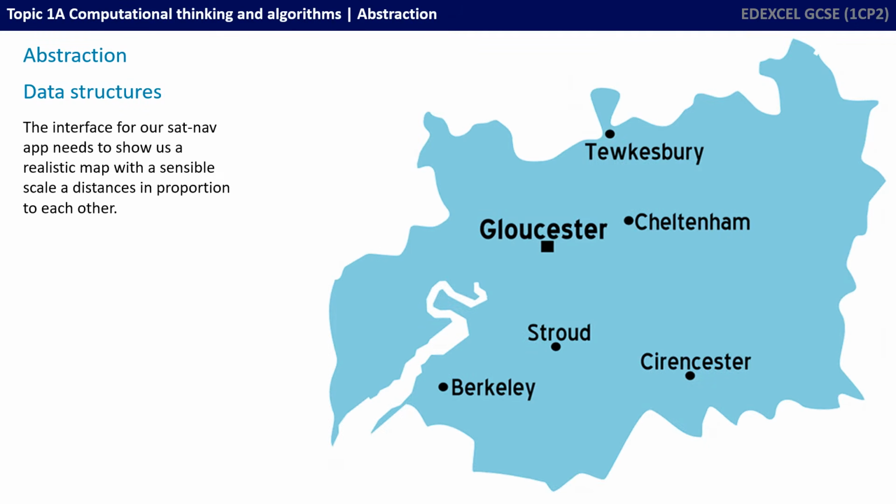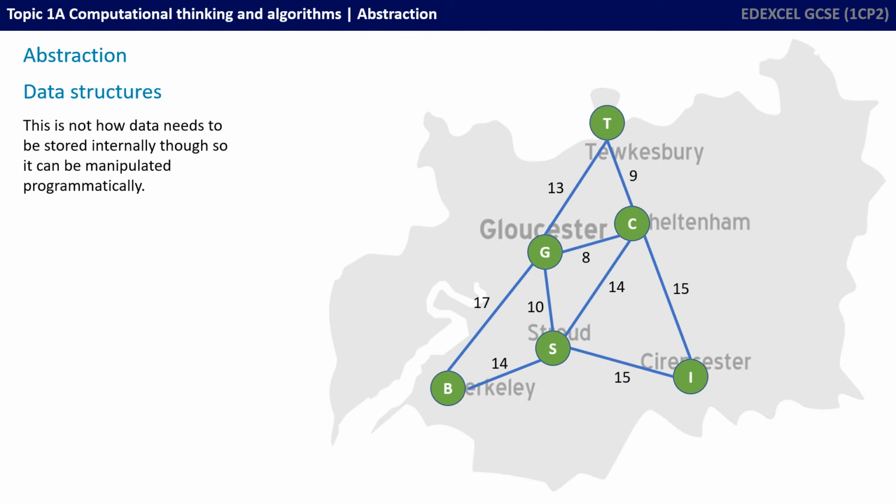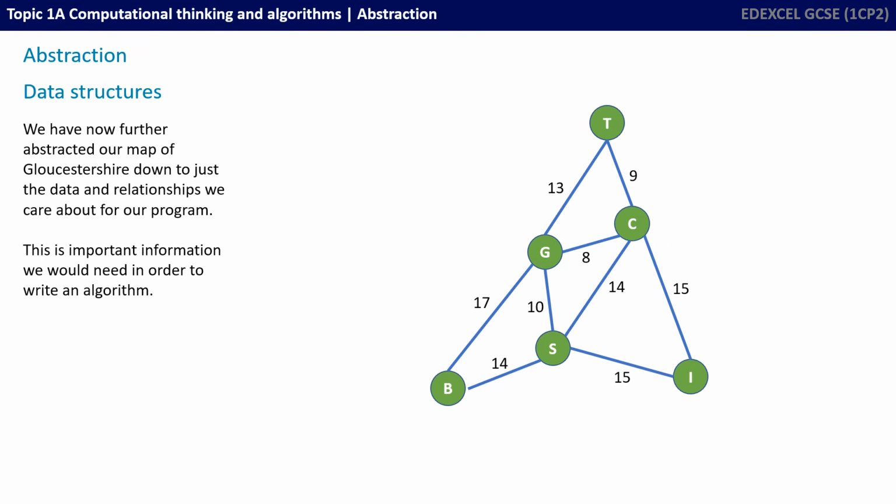When we write the software for the satellite navigation device, we need to think about how we're going to store and manipulate the data in the programming language. Now, the map that was useful to the user isn't useful when we're actually creating the algorithms behind the scenes. As long as we can represent which roads are connected to which roads and how many miles they are, then we don't actually need to see the map at all. So the data we're left with is abstracted, and we can now store this in an appropriate data structure for our algorithm to manipulate.